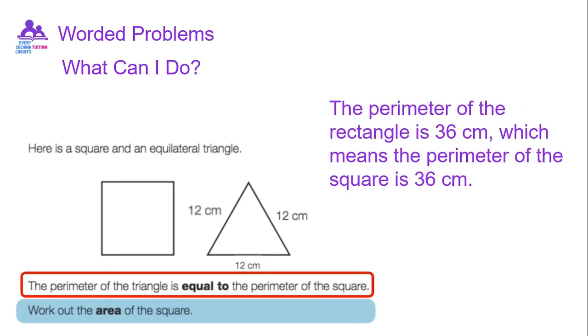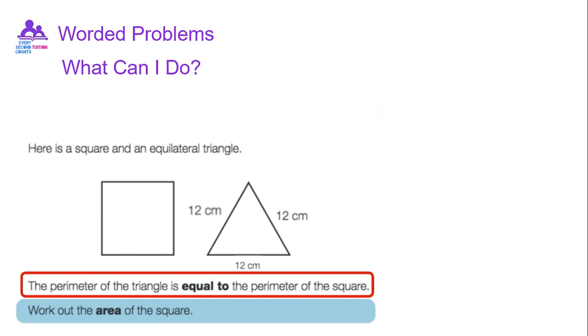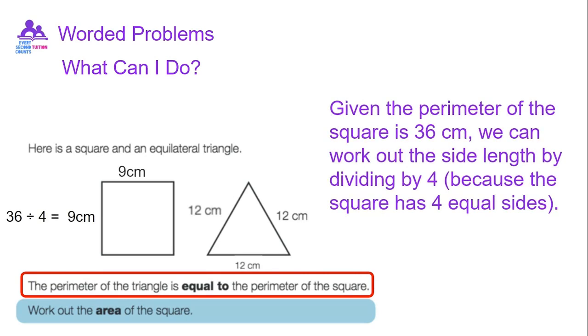And now, something we mentioned earlier, I know the perimeter of the square is 36 centimetres because the question tells us the perimeter of the triangle is equal to the perimeter of the square. So I can now say that is true. And given the perimeter of the square is 36 centimetres, I can work out the side length of the square by dividing by 4, because the square, as we know, has 4 equal sides. So that tells me that the side length of the square is 9 centimetres.